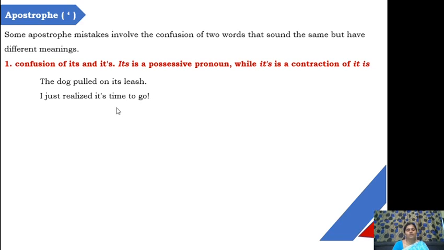"It's time to go" means "it is time to go." So it is showing a contraction here, and we have used that apostrophe.